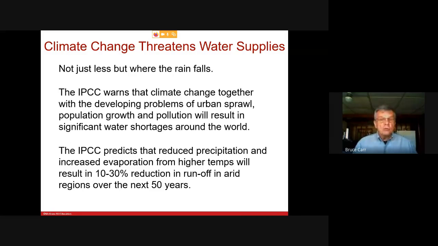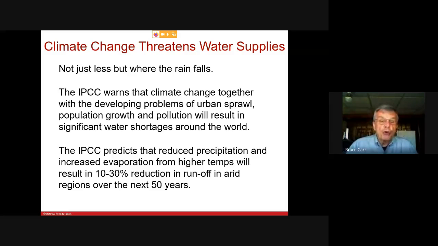Climate change is always something we have to consider, and climate change does affect water supplies in a dramatic way. Not just less water. I think that's been the emphasis, is people think, well, it's going to get hot and dry up and there's not going to be so much rainfall. But where the rain falls, there are going to be areas which get much less rainfall, but there will be areas that get more.